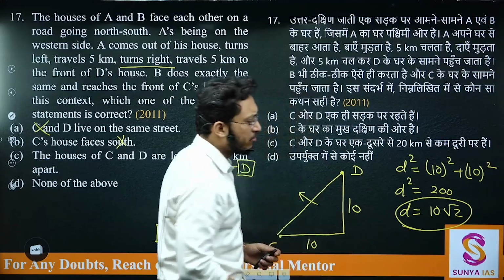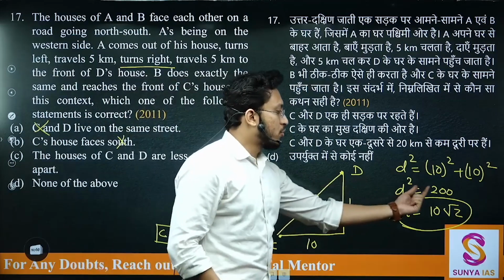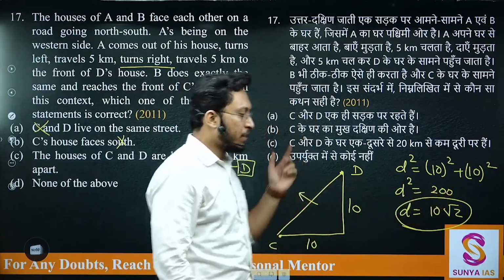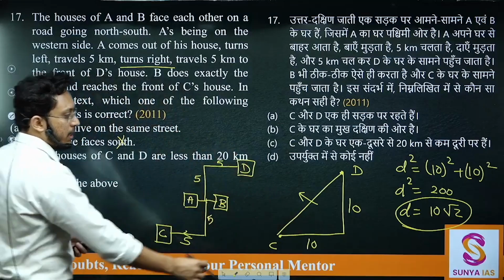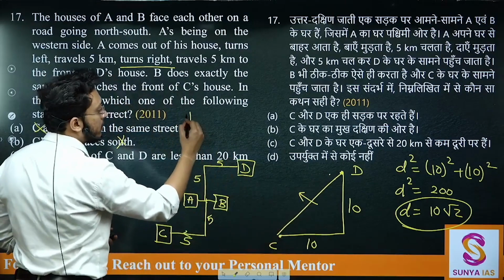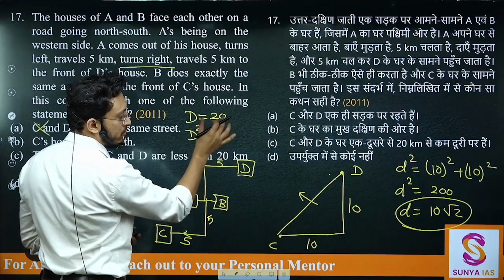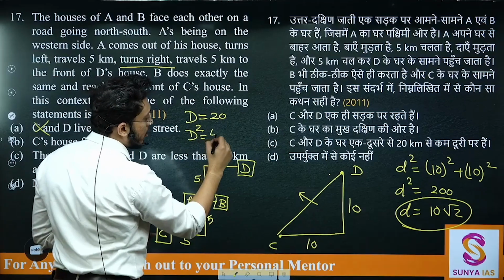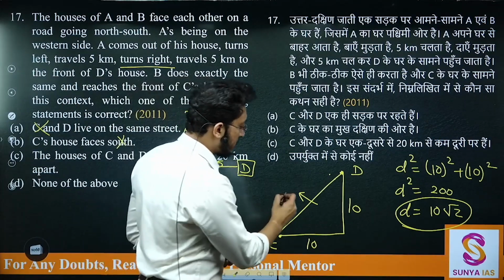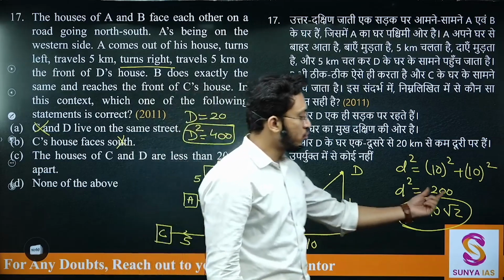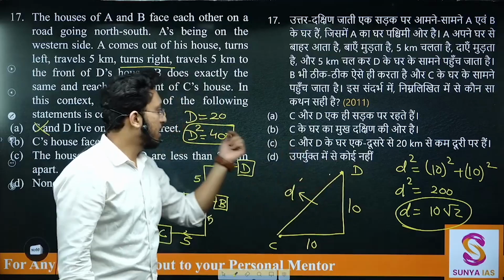Now how do I understand whether this is bigger or smaller than 20? Understand, the value of D square is 200. If this distance D is, let's say, 20 kilometers, then what will be the value of D square? D square will become 20 square, and 20 square would be 400. But I know that this distance is D and this D square is 200 only. So can I say this distance D is definitely less than 20?